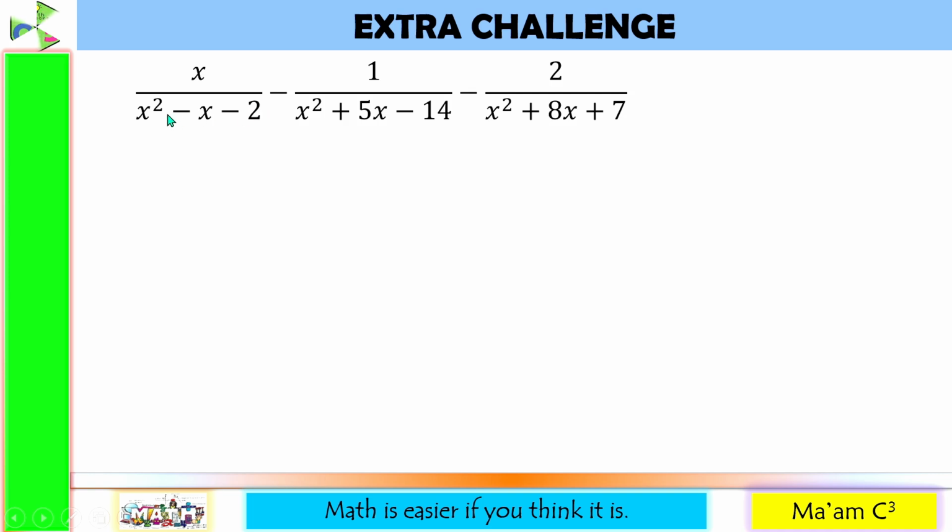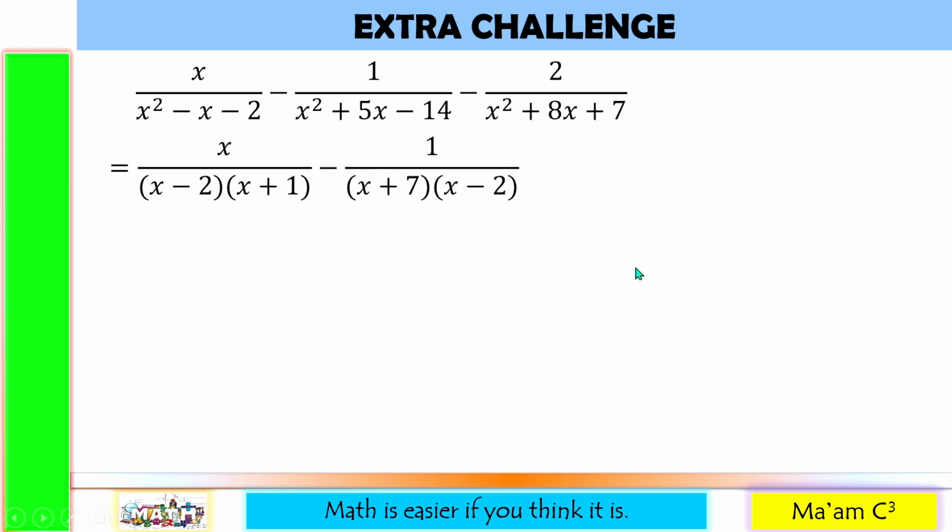This is a trinomial where a is equal to 1 and the factors are quantity x minus 2 times quantity x plus 1. This is also a trinomial where a is equal to 1 and the factors are quantity x plus 7 times quantity x minus 2. Another trinomial where a is equal to 1 and the factors are quantity x plus 7 times quantity x plus 1. Let us determine our LCD.